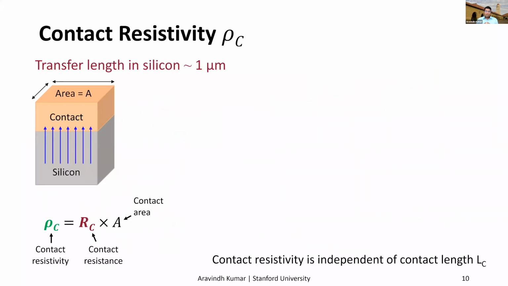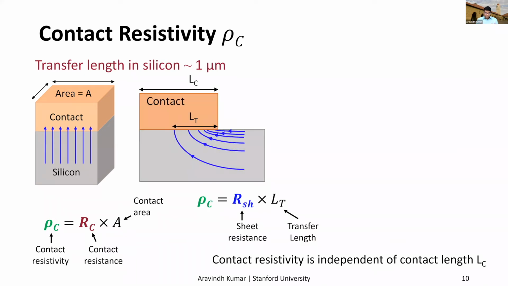So I talked about contact resistance in the previous slides. Here I want to talk about contact resistivity that is commonly reported in silicon and other conventional semiconductors. Looking at this test structure on the left, where the current direction is perpendicular to the contact interface, this contact resistivity is nothing but the contact resistance, which is the interface resistance normalized by the contact area.